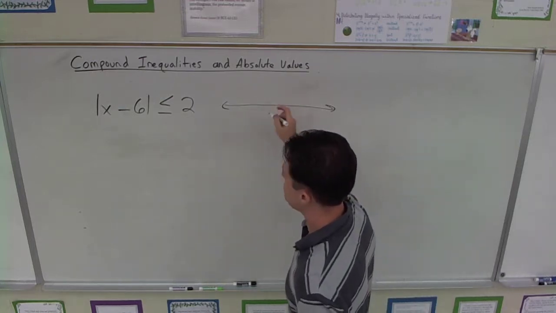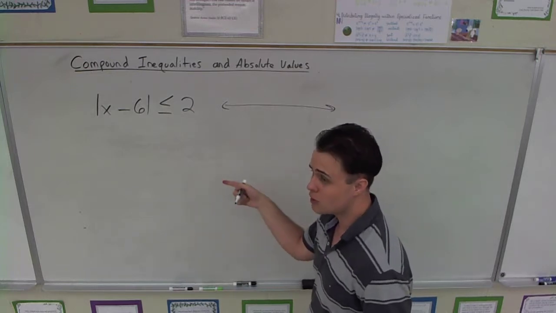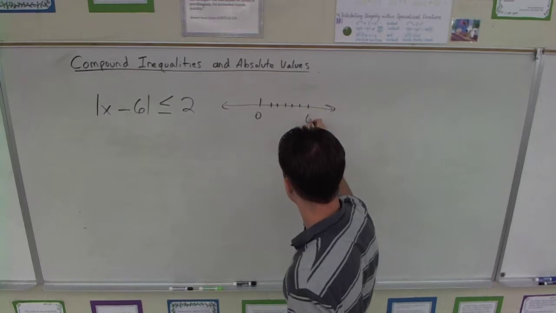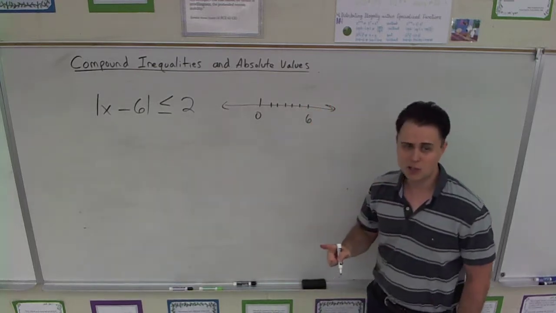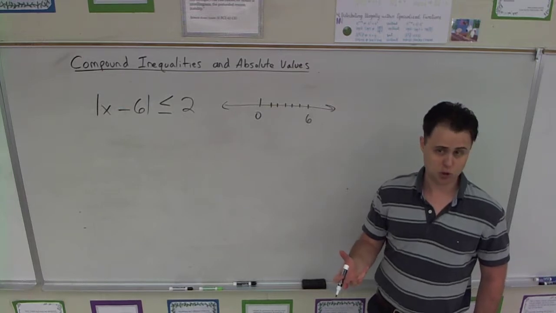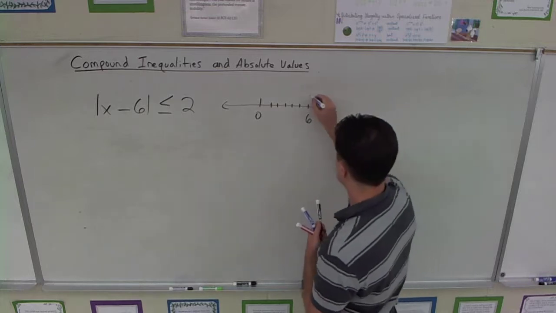So I'm going to go the distance between x and what? Distance between x and 6. So I should go like up to 6. 1, 2, 3, 4, 5, 6. The distance between that and what we want, x, is 2 or less. So this time we'll go like 2 each way.